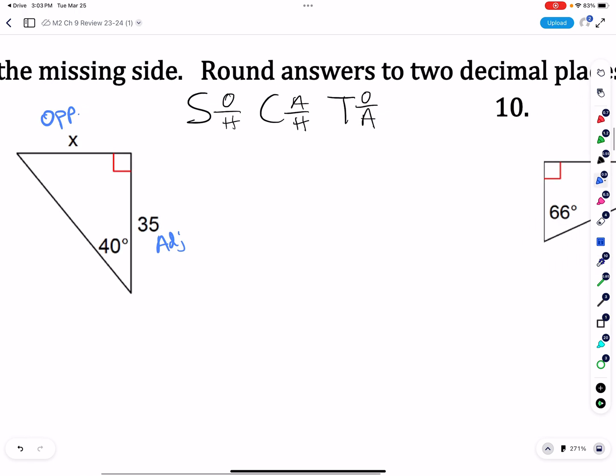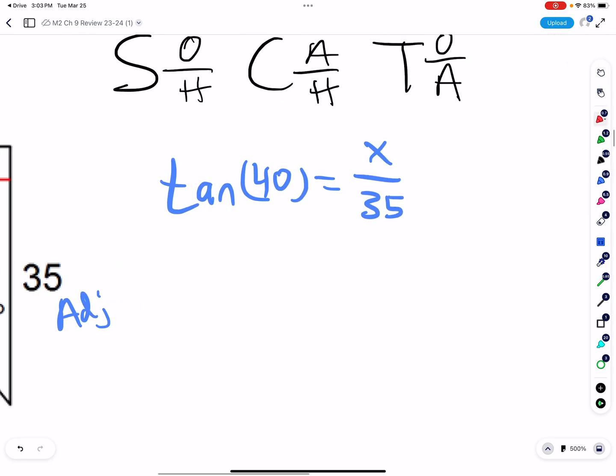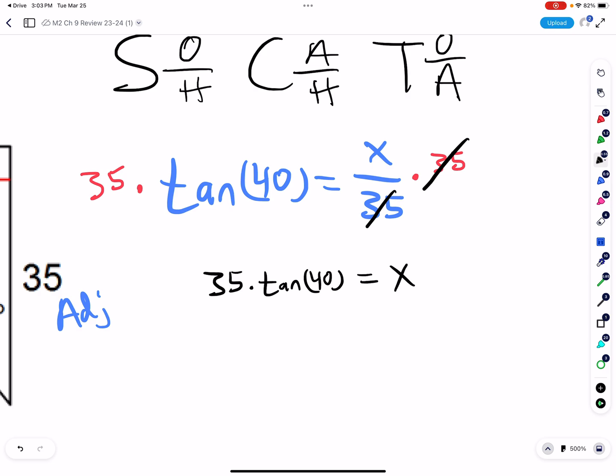And to set it up, we're going to say tangent of 40 is equal to opposite side over the adjacent. Then our goal is to solve for x. I need to multiply by whatever's in the bottom of a fraction, in this case 35, so those guys cancel. But I also have to multiply this side by 35. So we get 35 times the tangent of 40, and that's going to be our x value.